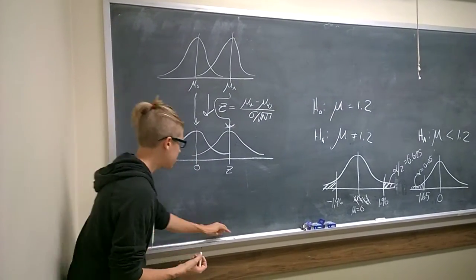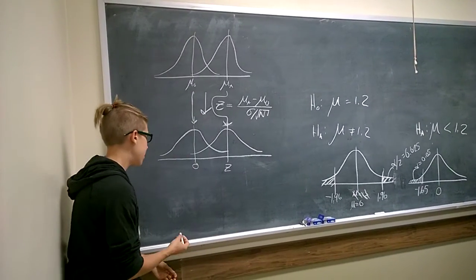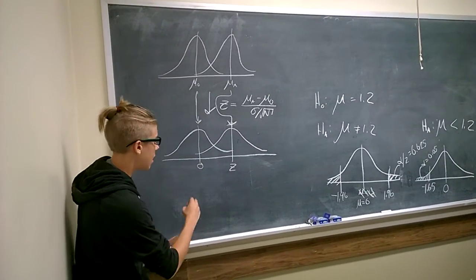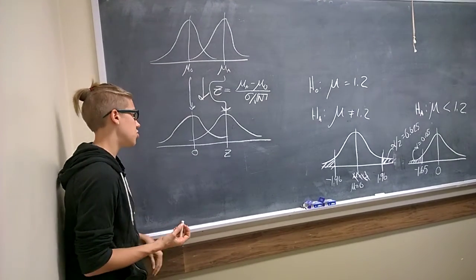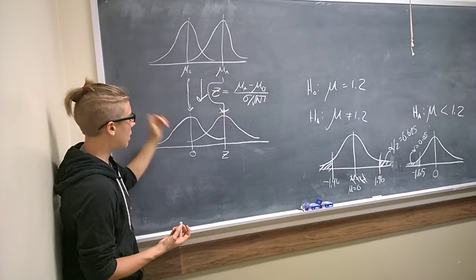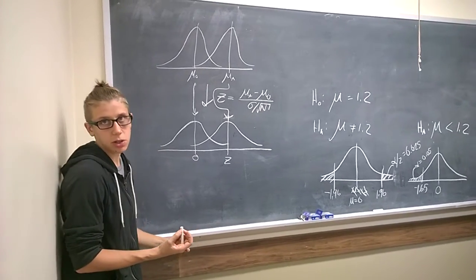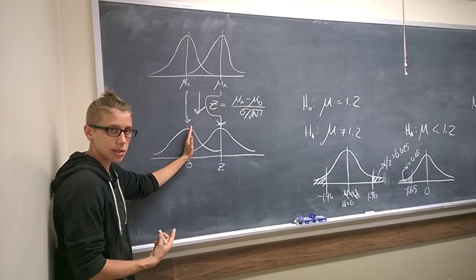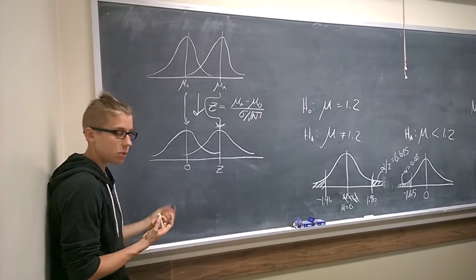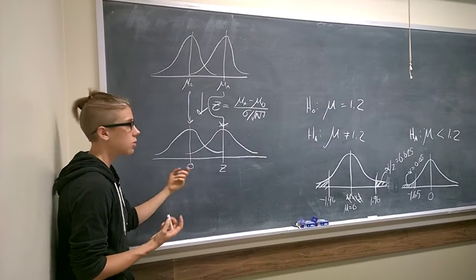Okay, so last step here. The reason we do this transformation is because we want to see where we would actually reject the null hypothesis. So looking at this distribution, we need one more thing from this. Where would we reject? We need the critical value.